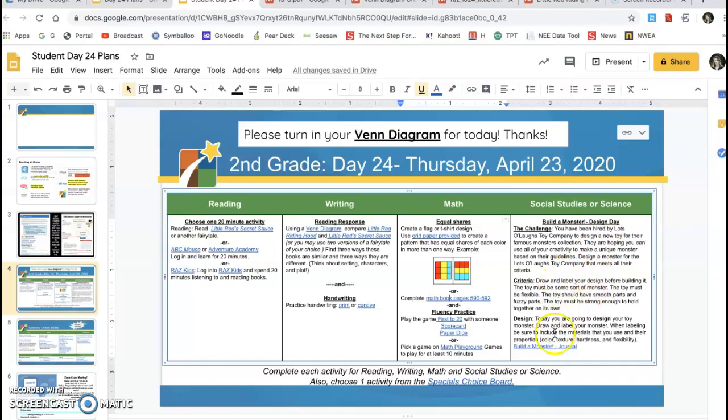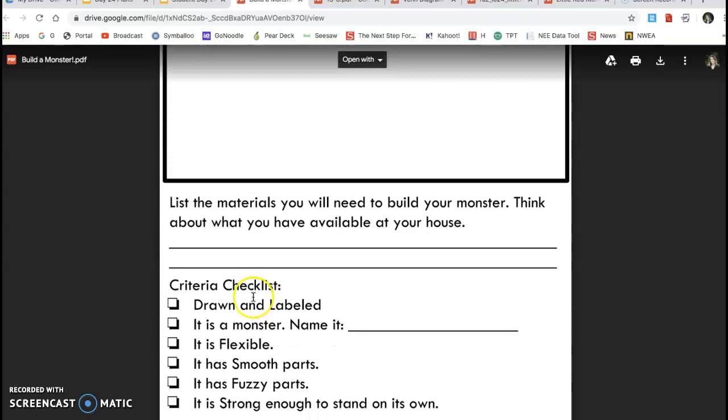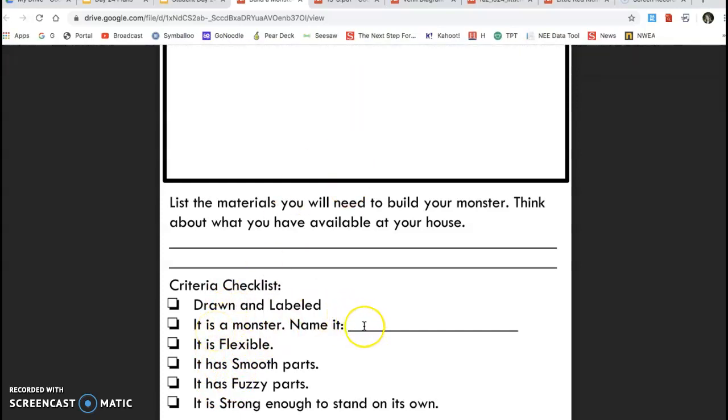So the criteria is here, but I'm going to open up our document here, and you will see at the bottom there's a checklist. Okay, so when you're thinking of the monster you want to create, after you've thought about all these parts, you are going to draw it and label it. It has to be a monster. You can name it whatever name you want. Part of it must be flexible. Part of it must be smooth. Part of it should be fuzzy. And it should be strong enough to stand on its own.